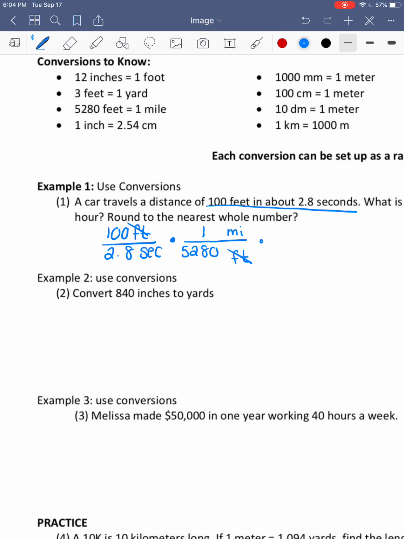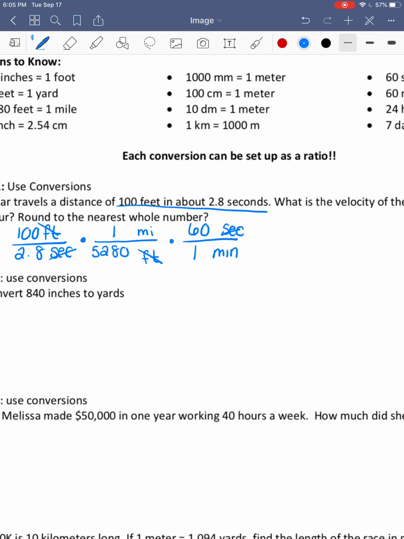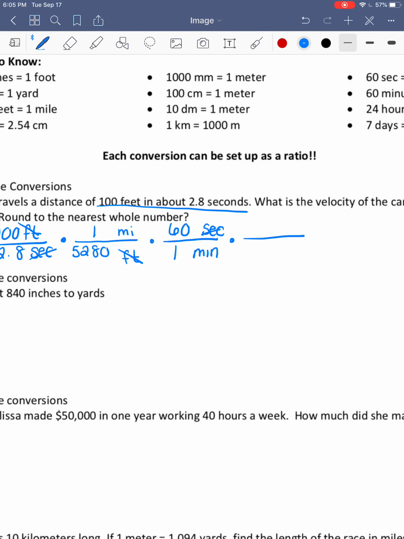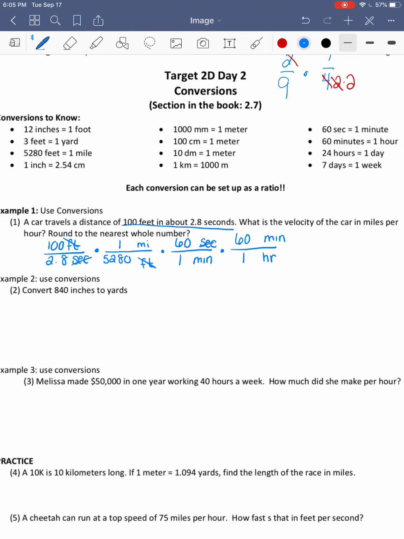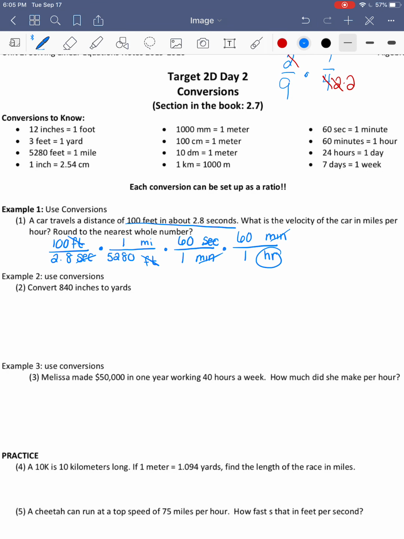Now I want to cancel out the seconds. So I'm going to multiply this by another ratio where seconds are in the numerator. I usually just ask, what do you know about seconds? My first thought is that there are 60 seconds in 1 minute. Now I've canceled out seconds, but I have the unit of minutes, and I don't want that. So I multiply one more time where minutes are in the numerator and my desired unit of hours is down here, because I know that there are 60 minutes in an hour.